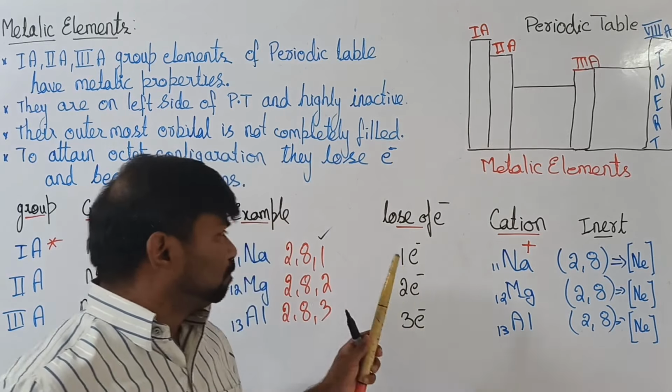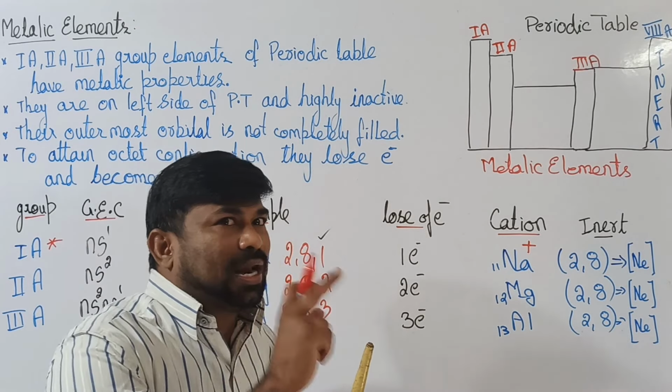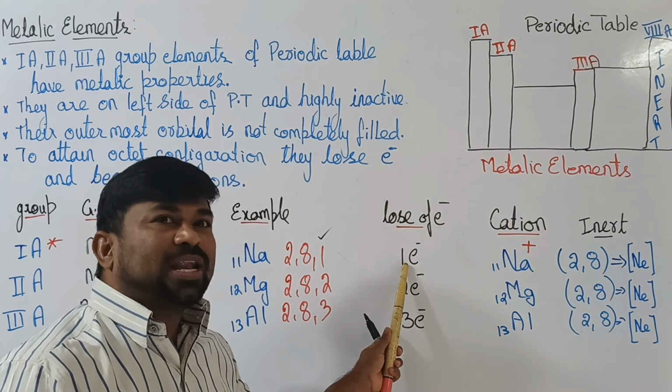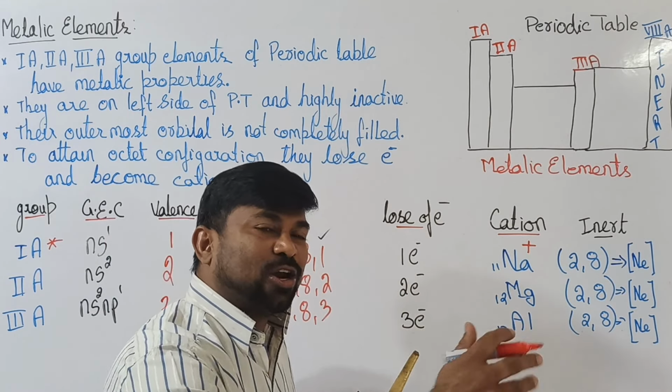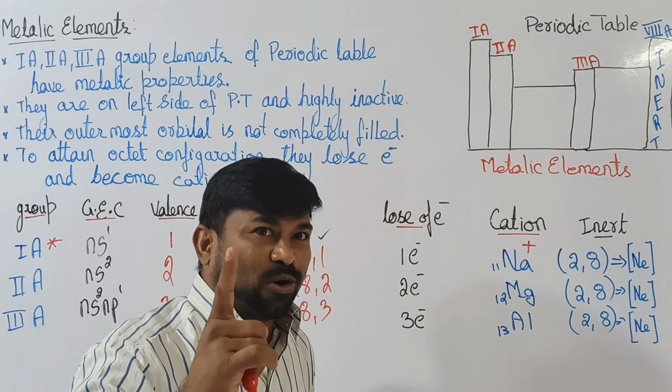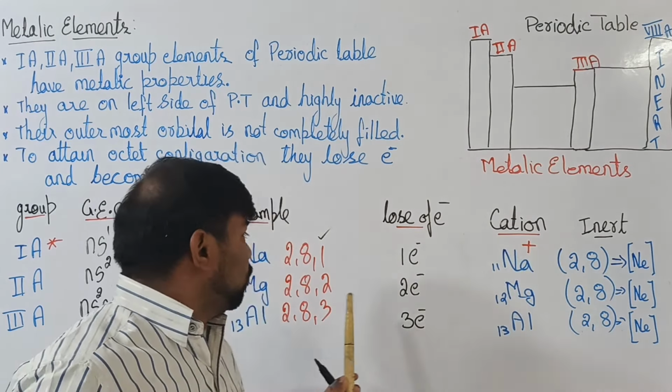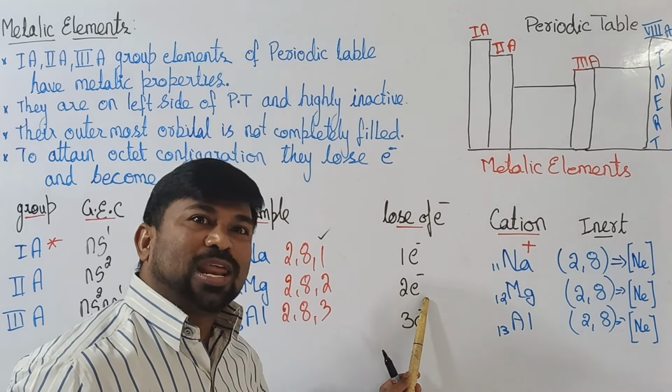I'd like to repeat. Sodium, atomic number 11, has 11 protons and 11 electrons, right? But it lost 1 electron. If it loses 1 electron, protons are 1 more. Therefore we call it plus 1. 1A group is plus 1. Whereas 2A group lost 2 electrons.